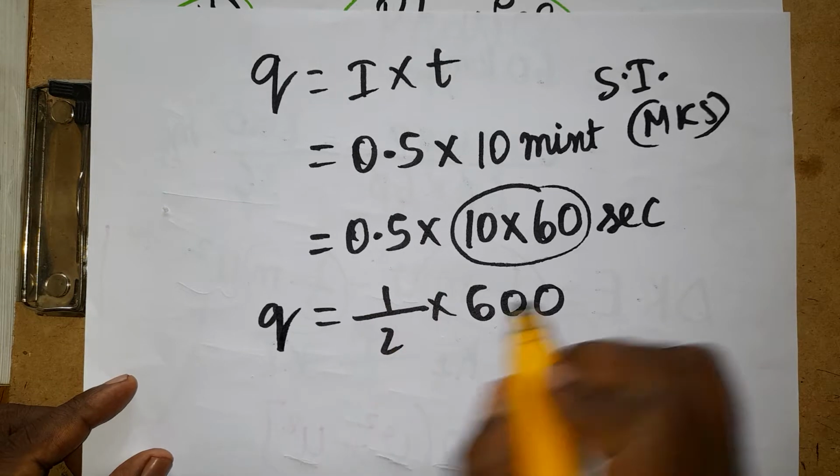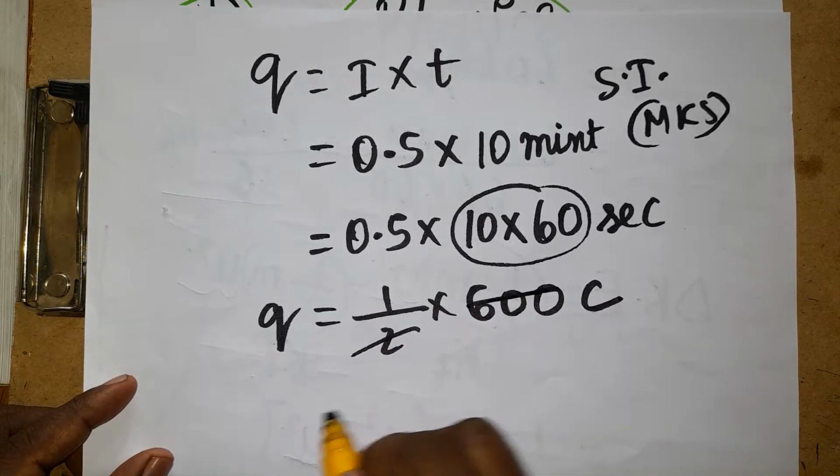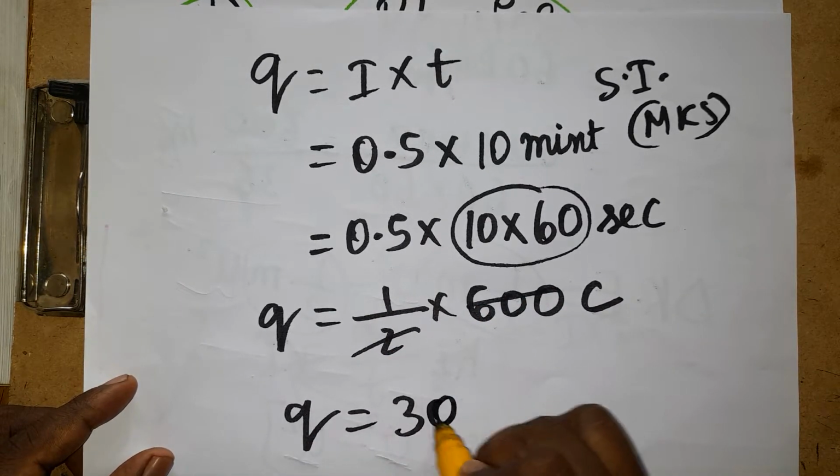We are finding the charge. Unit of charge is coulombs. This gets cancelled. Charge is going to give us 300 coulombs.